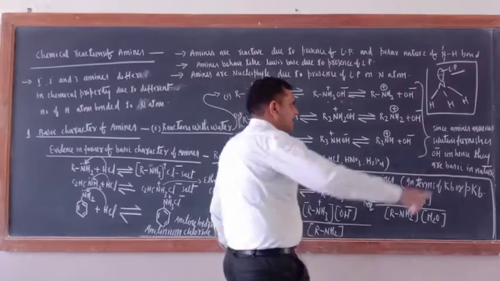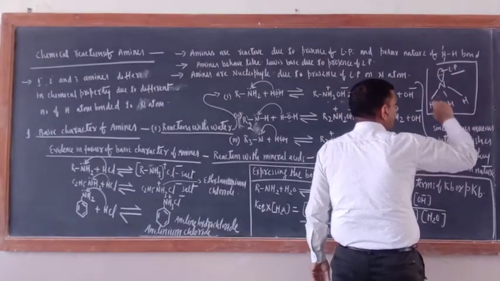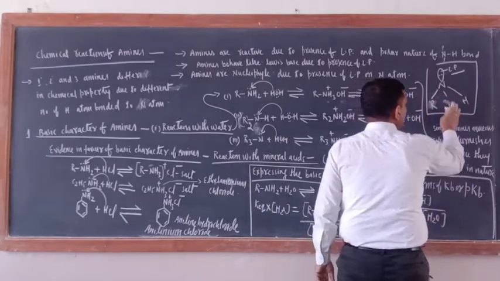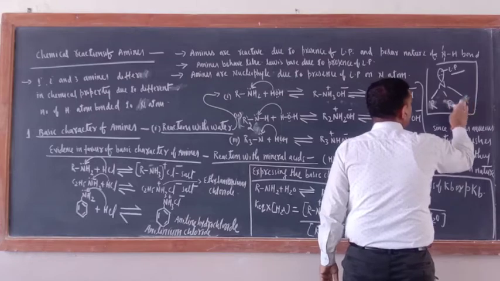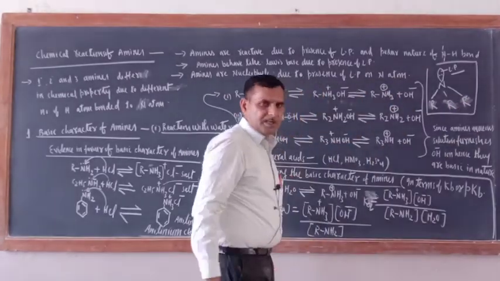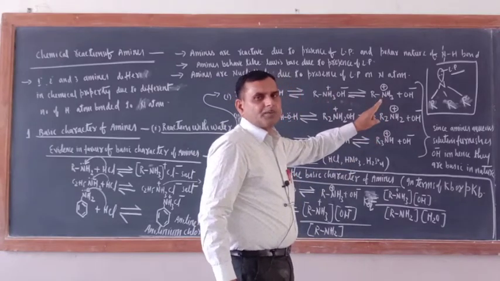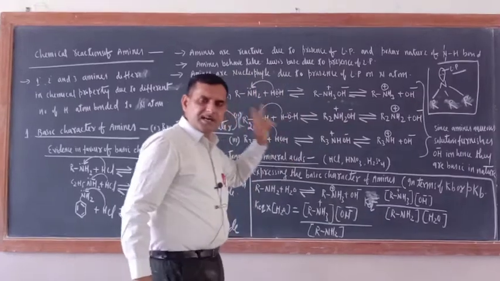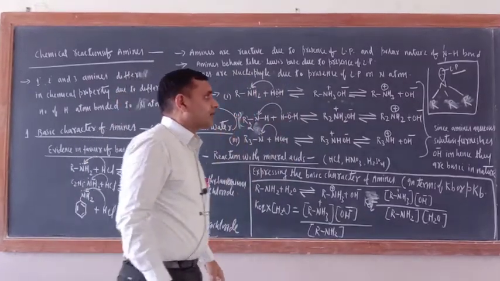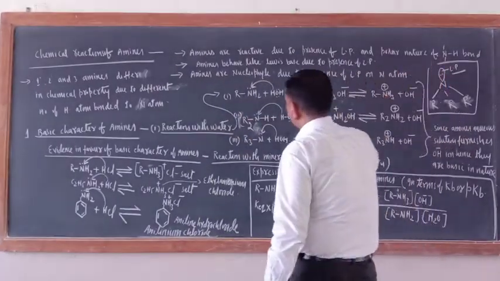Okay, just see, this is the pyramidal structure of ammonia. In case of 1 degree amines, here R would be there. In case of 2 degree amines, here R. In case of 3 degree amines, here also a third R will be connected. But in all the cases, a lone pair of electrons would be there. So amines are reactive organic compounds due to the presence of a lone pair of electrons and polarity of the N-H bond.